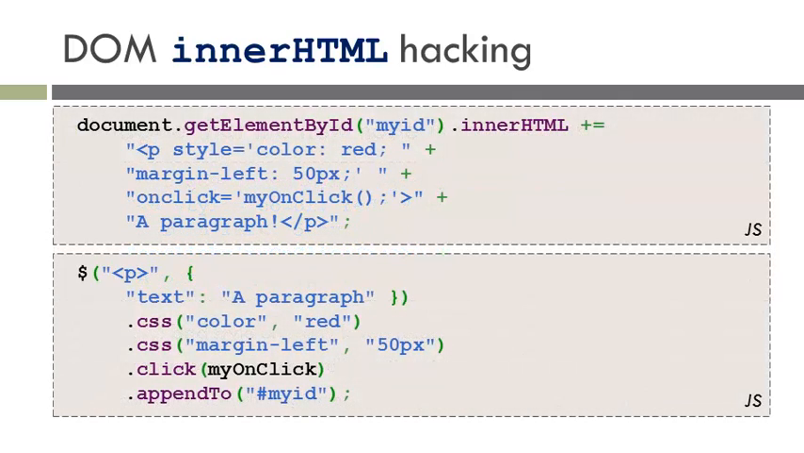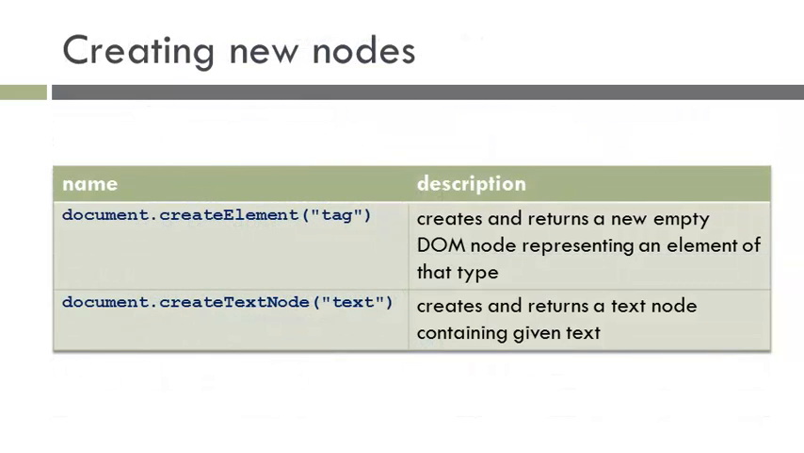Here is the same construction of the element, but using jQuery. It is easier to read, easy to update, and easy to add additional properties to. The DOM provides us with two methods to create new nodes: createElement or createTextNode. createElement creates and returns a new empty DOM node representing an element of that particular type. createTextNode creates and returns a text node containing that given text.